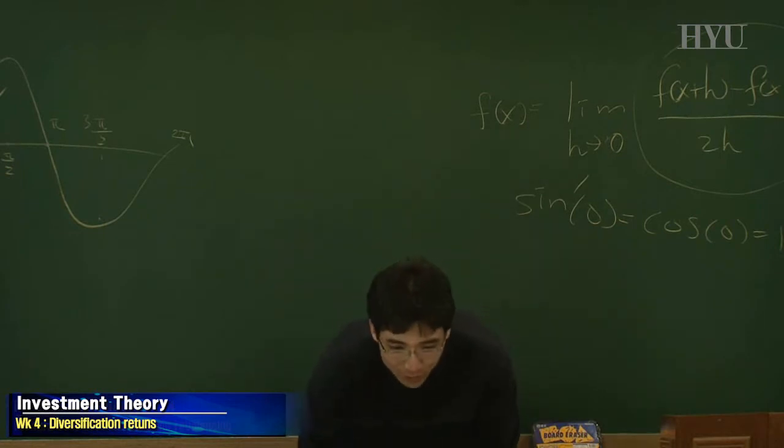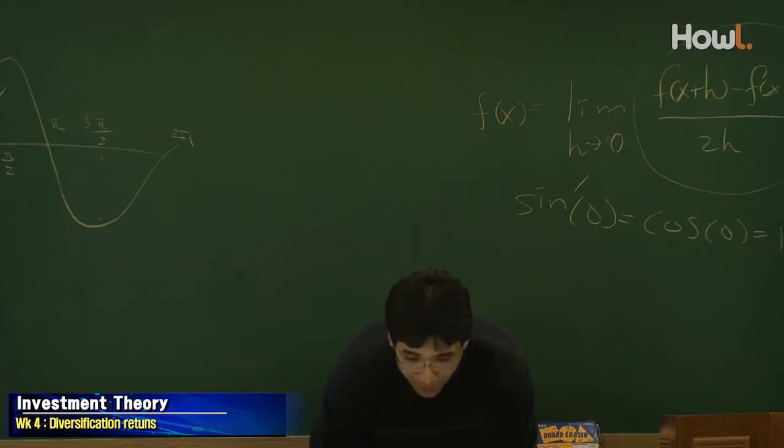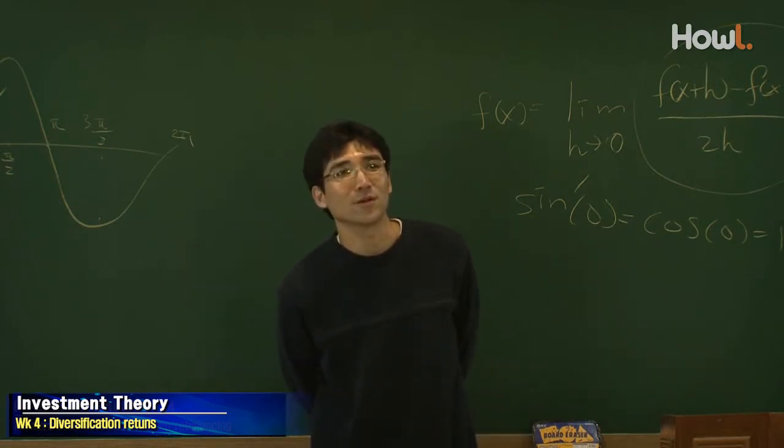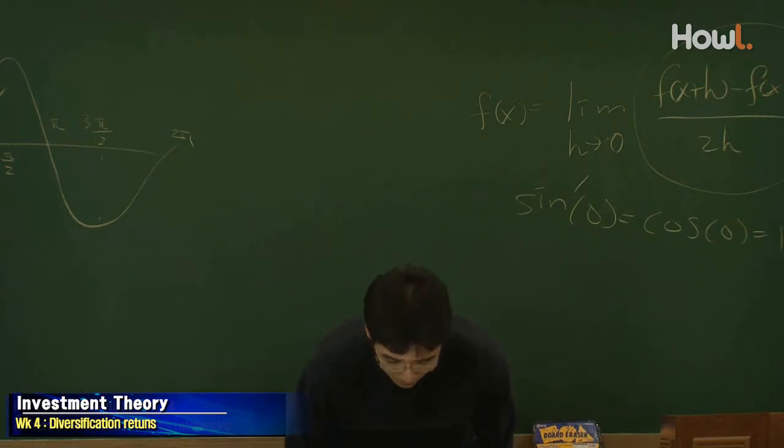So the input is like 1 to 10, multiplied by pi, divided by 20. Let me check. Pi, and divided by 20, and 10. Okay, so that is the input. So let me type this one.